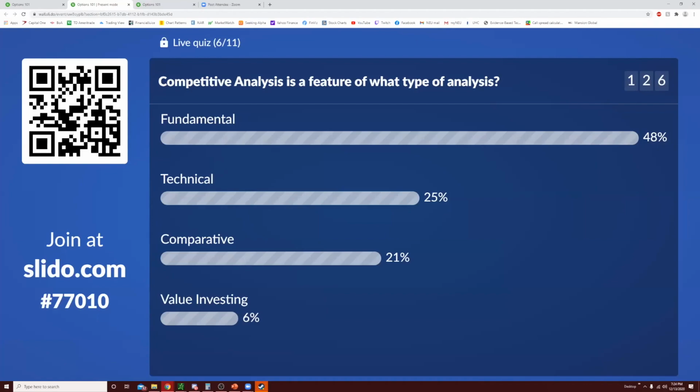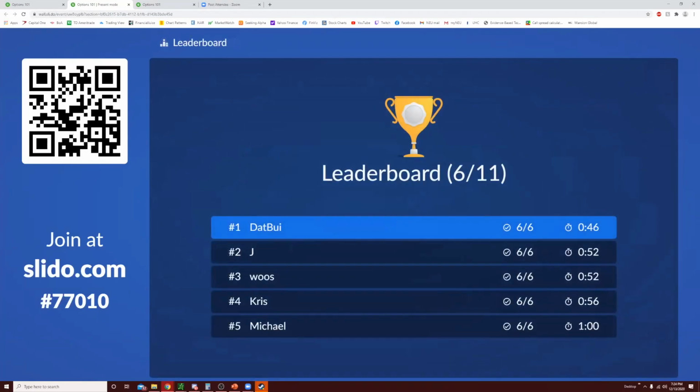48% of you got fundamental. That's just shy of half. All right, not bad. So half of you getting this right and half of you getting this wrong. What's the answer? Fundamental. So I specifically mentioned competitive analysis under the fundamental category. And some people thought it was comparative. You could argue that, but I never mentioned comparative analysis. It's not an actual term that's typically used.